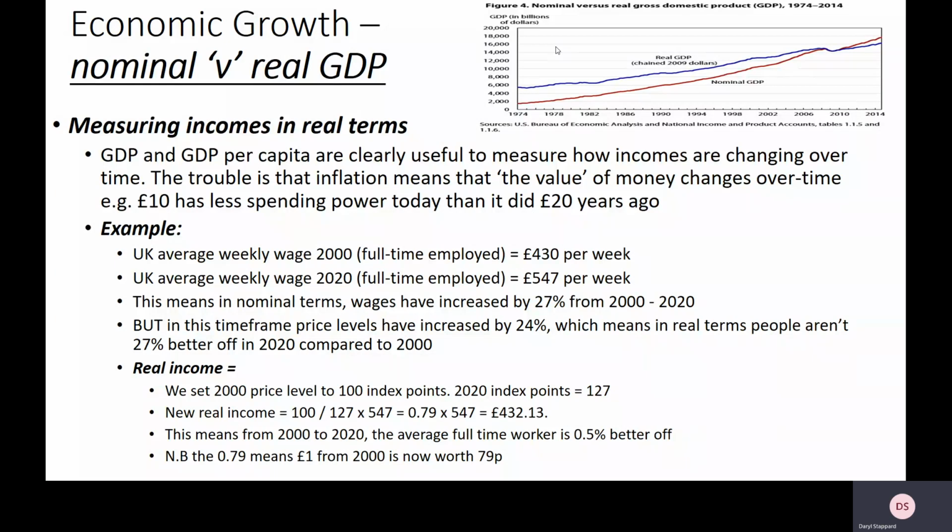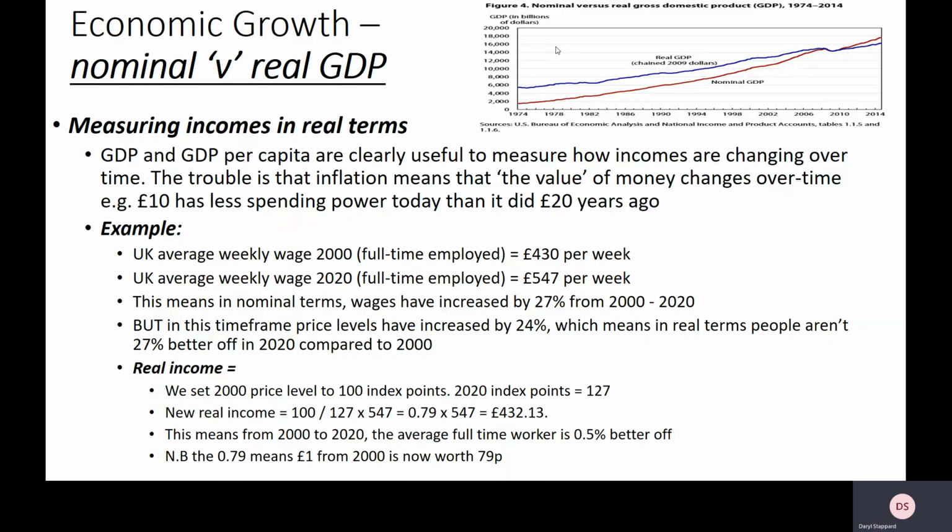Now, if I did the maths, this would show a nominal increase in wages of 27%. In other words, nominally, people earn 27% more in 2020 than what they did in 2000. But across that same time period, price levels have increased by 24%. Well, clearly what that means then is that people are not 27% better off in real terms. Once you account for the impacts of inflation, people are only slightly better off in 2020 than what they were in 2000. So it just shows the importance, when you're looking at incomes, of factoring in the cost of living.